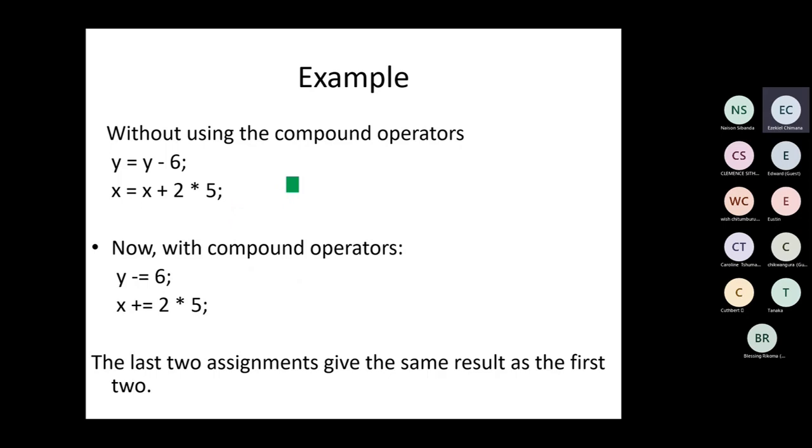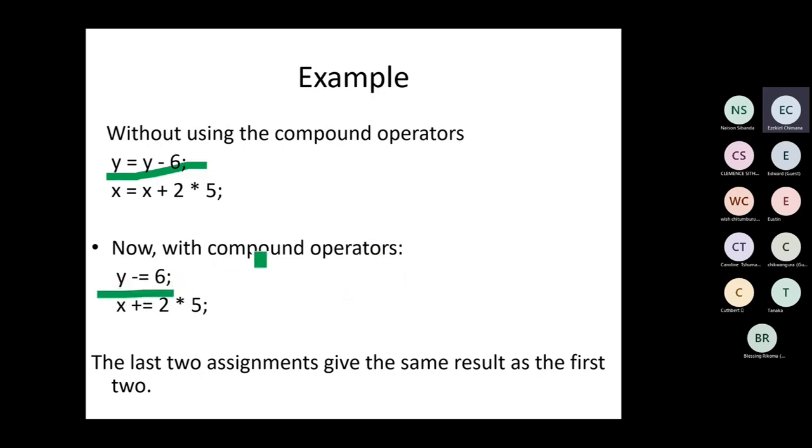So we've got this example, which we have created without the use of the compound operators. Like this one, where we have y being equal to y minus 6, and this one, which will be x being assigned x plus 2 times 5. So we can write all these statements using the compound operators. We use them just to shorten all these statements. So now with the compound operators, we can write y minus is equal to 6.